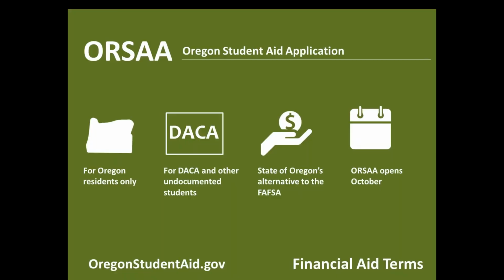Oregon also offers the ORSA, which is the Oregon Student Aid Application, and this is the state's alternative to the FAFSA. The ORSA is for DACA or other undocumented students who are not eligible for federal aid, and it's for Oregon residents only. The ORSA also opens in October, and please note that you either file the FAFSA or the ORSA. You don't typically file both. If you're eligible to file the FAFSA, then you don't need to file the ORSA. The link to the ORSA can be found on our website at oregonstudentaid.gov.